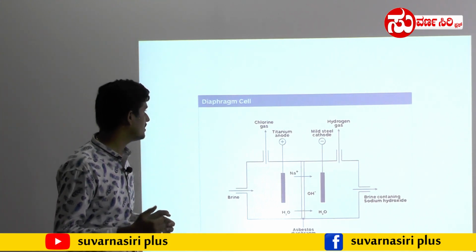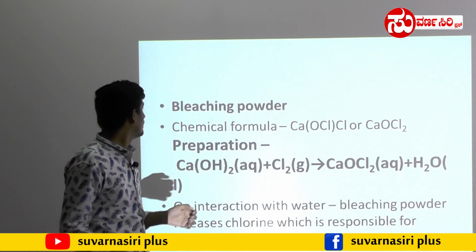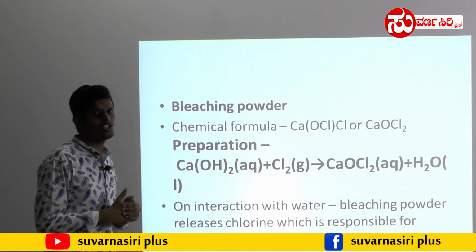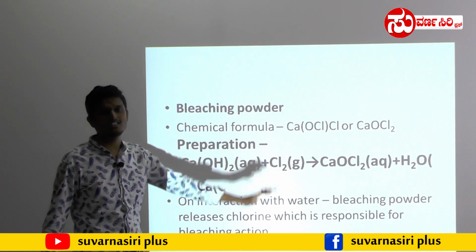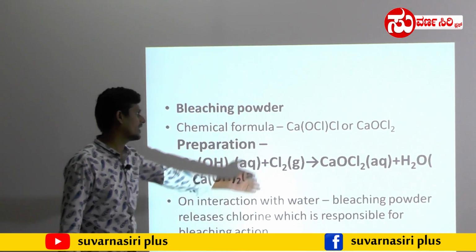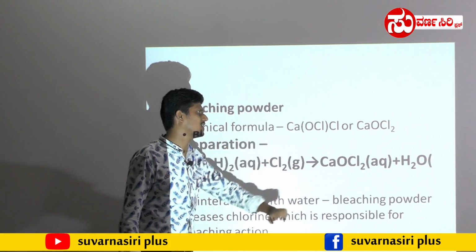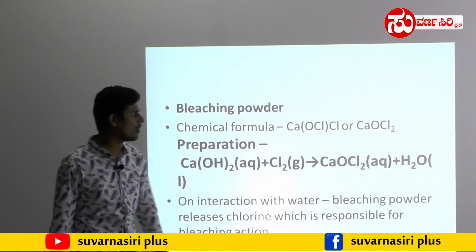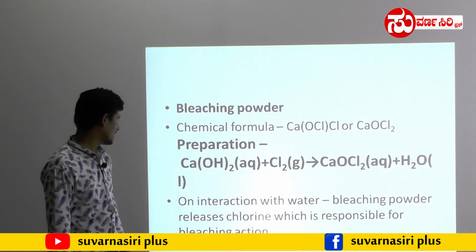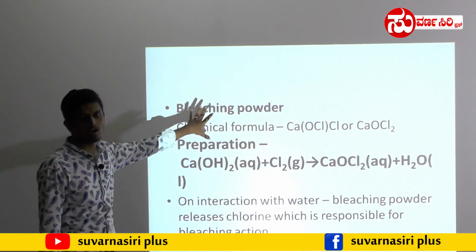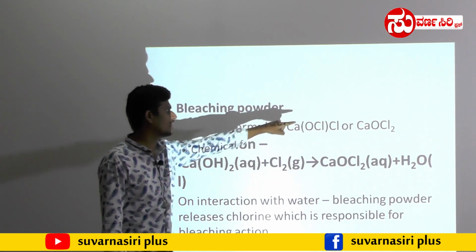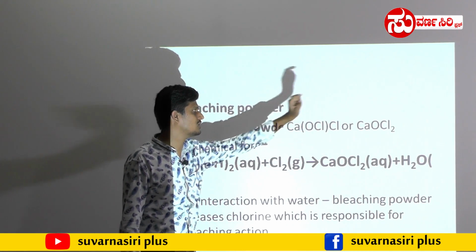The second thing is bleaching powder. How is bleaching powder formed? The chemical formula of bleaching powder is CaOCl2. It is better to write CaOCl2, calcium oxychloride. In the textbook they mention it differently. The common name of this is bleaching powder, and we call it calcium oxychloride.